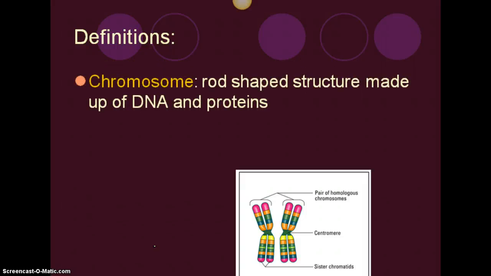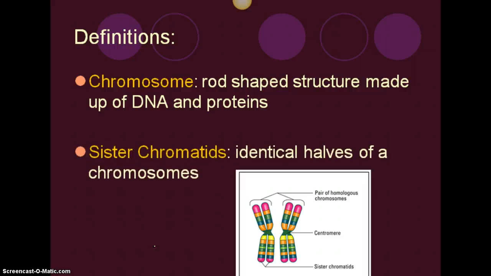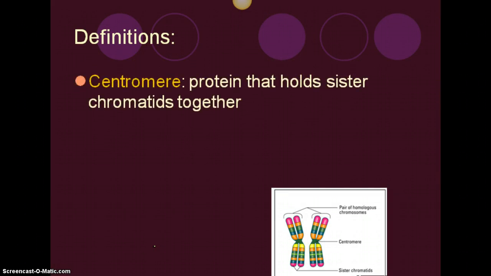So chromosomes, a definition: they are a rod-shaped structure made up of DNA and proteins. And generally we think of just DNA, but there are proteins that help kind of wrap all that DNA up into a tiny little ball. Sister chromatids are the identical halves of a chromosome. A centromere is a protein that holds these sister chromatids together, and I like to often refer to it as like a little button.